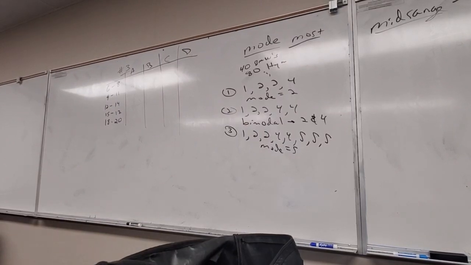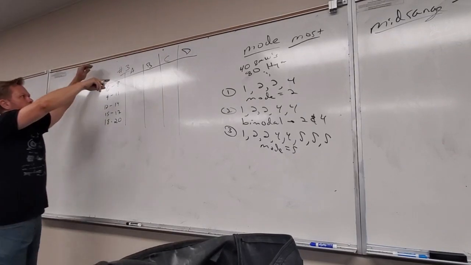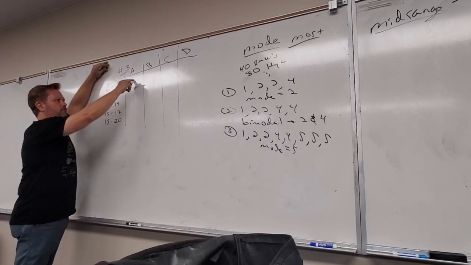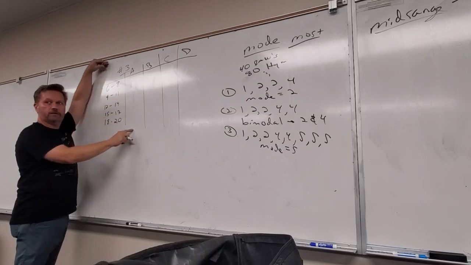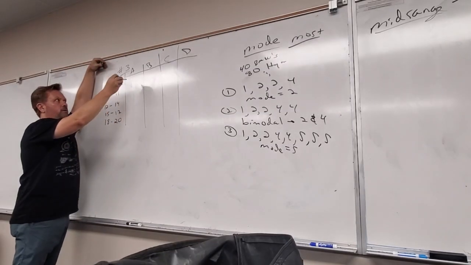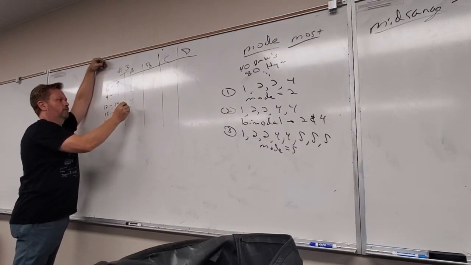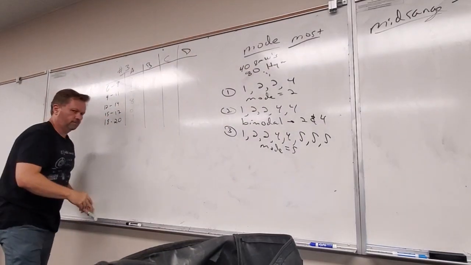So looking at this, what did you get for data set A? What did you get for this frequency distribution? 1, 0.